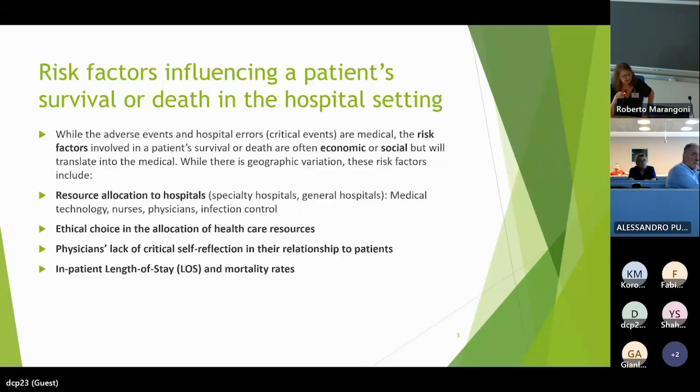So I'm going to be going over these points. One crucial point would be resource allocation to hospital concerning specialty hospitals, general hospitals, in terms of technology, nurses, physicians, but also infection control. I'll discuss this in more detail in a minute. Related to the resource allocation, in other words, how much resources from the gross national product does a country allocate in its hospitals is related to the question which age populations are worth living and which should be let go and die.